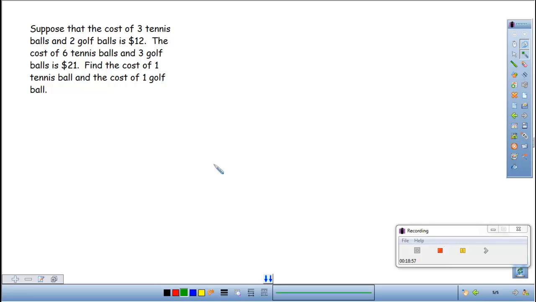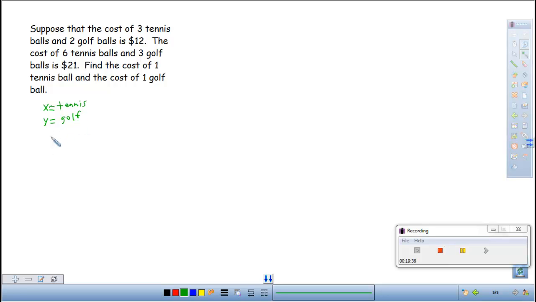Okay. I'm going to help you get this one set up and see about working through it. Suppose the cost of 3 tennis balls and 2 golf balls is $12. The cost of 6 tennis balls and 3 golf balls is $21. Find the cost of 1 tennis ball and 1 golf ball. Well, let's let x represent tennis, and let's let y represent the cost of the golf balls.